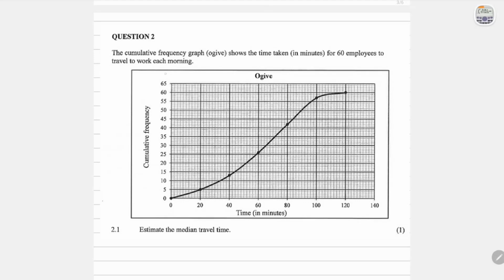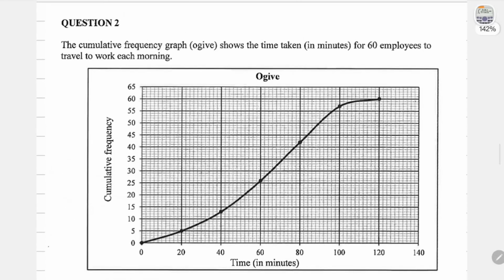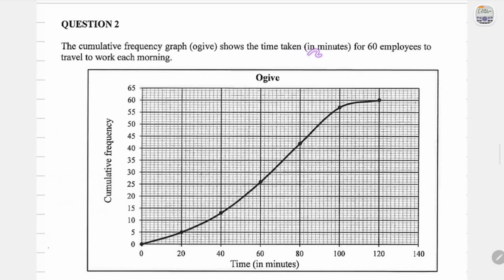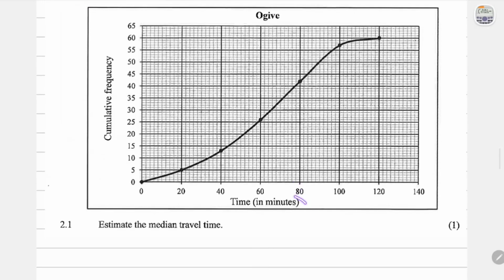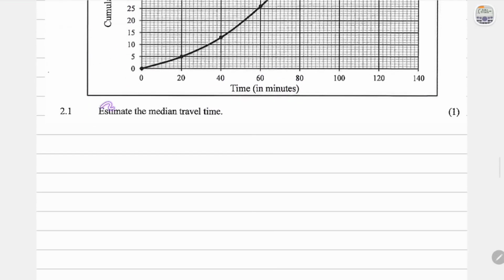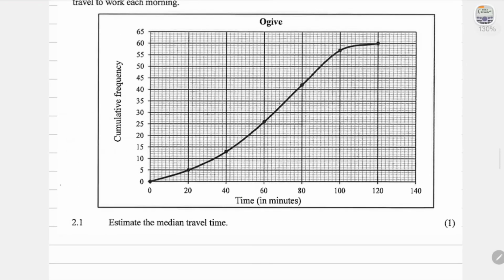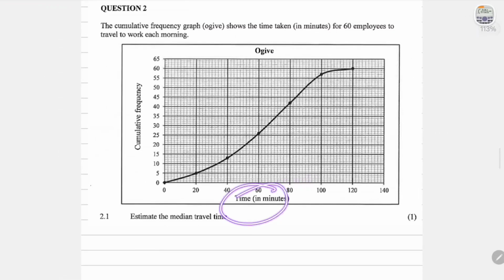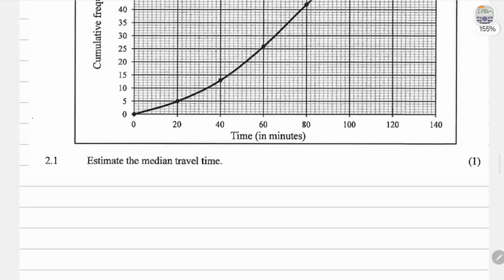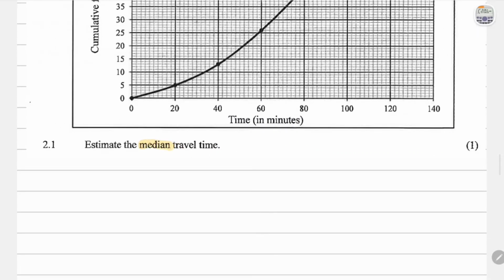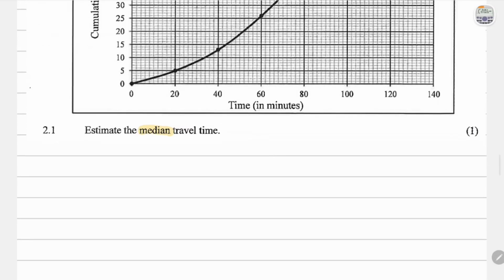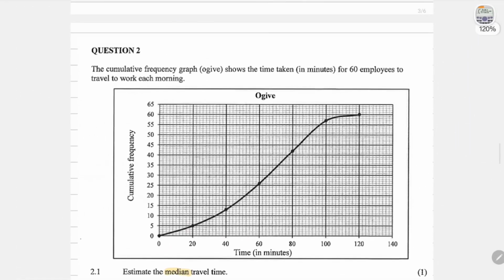Question 2 says the cumulative frequency graph, the ogive, shows the time taken in minutes for 60 employees to travel to work each morning. So we have the time in minutes on the x-axis and the cumulative frequency on the y-axis. And the first question is to estimate the median travel time. Okay, so to find the median travel time. The median marks the middle of your data set. So to find that, it's half of your data set. So the data set that we're working with is we have 60 employees.